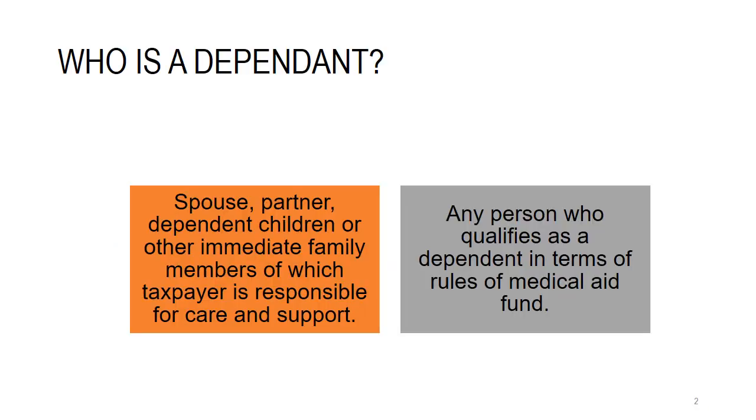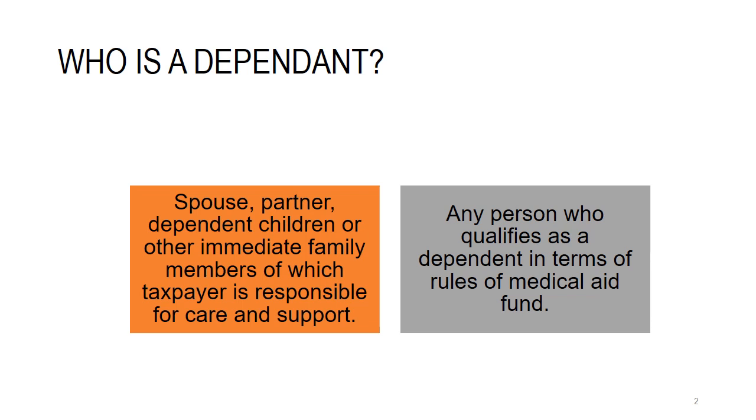And then if the taxpayer is a member of a medical aid, we also looked at the section 6A medical scheme fees tax credit. So section 6B is an additional tax credit, and you don't have to belong to a medical aid to qualify for this one. You just have to have incurred or paid qualifying medical expenses.